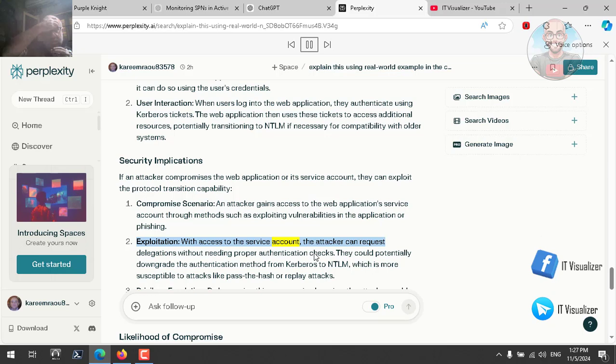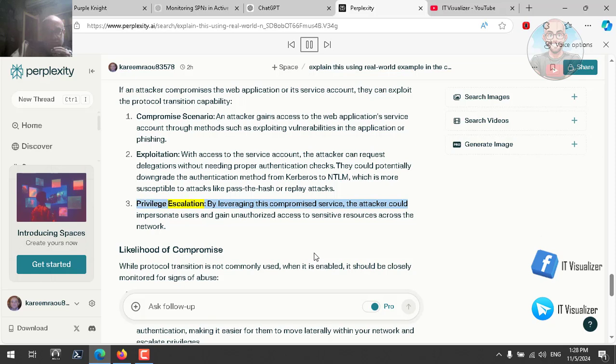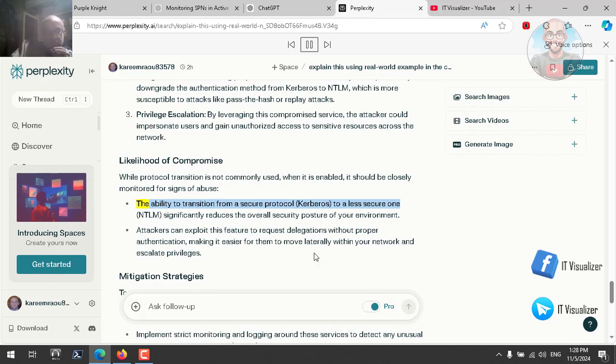Exploitation. With access to the service account, the attacker can request delegations without needing proper authentication checks. They could potentially downgrade the authentication method from Kerberos to NTLM, which is more susceptible to attacks like pass-the-hash or replay attacks. Privilege escalation. By leveraging this compromised service, the attacker could impersonate users and gain unauthorized access to sensitive resources across the network. Likelihood of compromise. While protocol transition is not commonly used, when it is enabled, it should be closely monitored for signs of abuse. The ability to transition from a secure protocol, Kerberos, to a less secure one, NTLM, significantly reduces the overall security posture of your environment. Attackers can exploit this feature to request delegations without proper authentication, making it easier for them to move laterally within your network and escalate privileges.